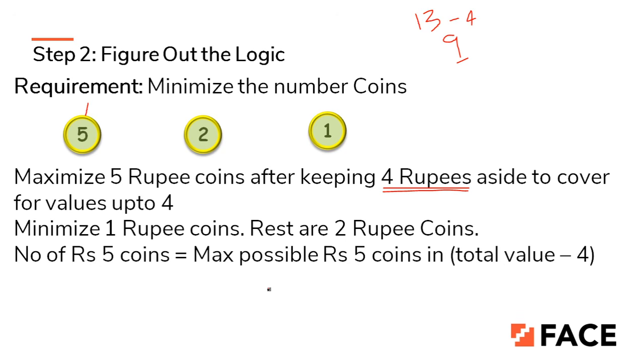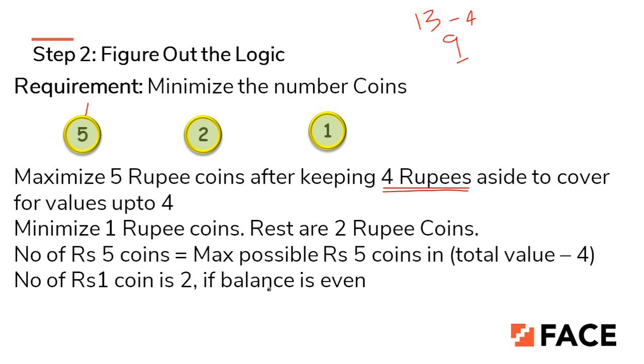So first thing that you're going to do is find the number of 5 rupee coins. The number of 5 rupee coins would be the maximum possible number of 5 rupee coins after setting aside 4 rupees. So you set aside 4 rupees and then the remaining amount is what is going to become your number of 5 rupee coins. Then after this, you need to find out the number of 1 rupee coins.